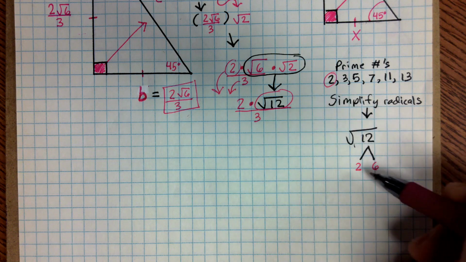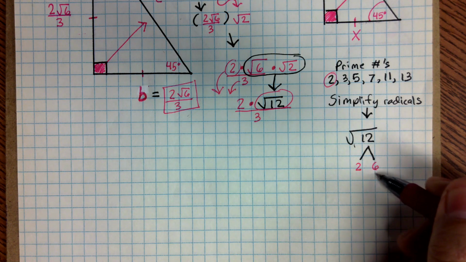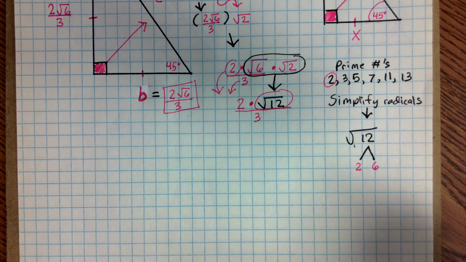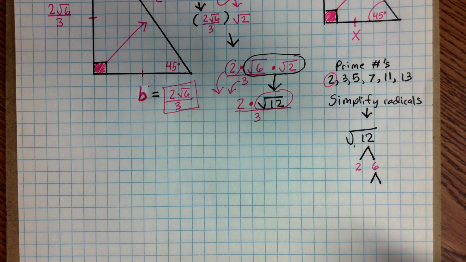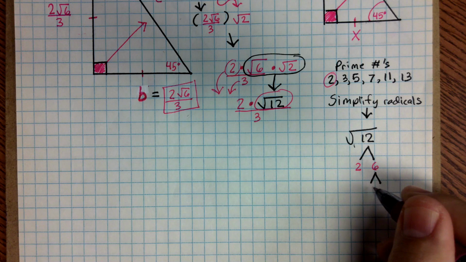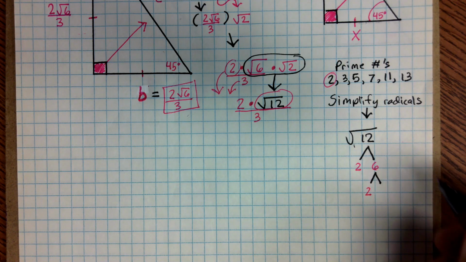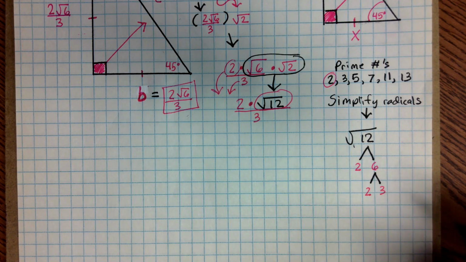And 2 is a prime number, so I put it on the left, and then I put the other value on the right. And then I'm going to break it down further. I can break down 6 by multiplying the values of 2 and 3.